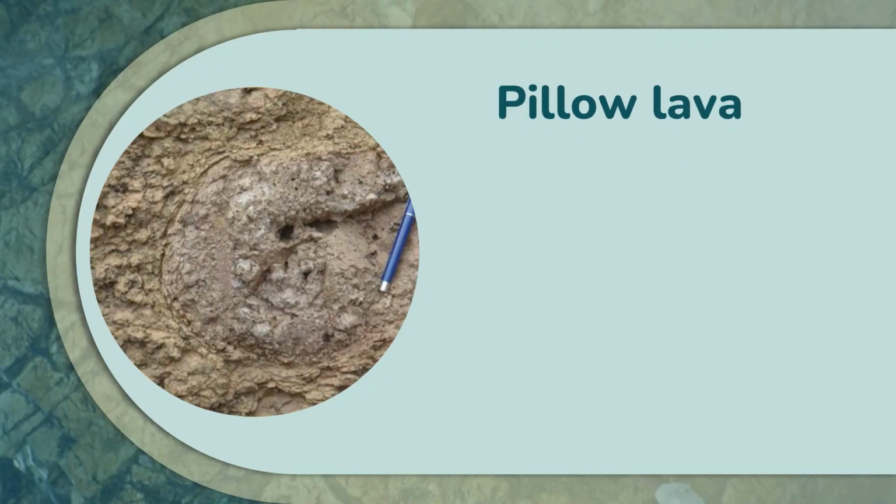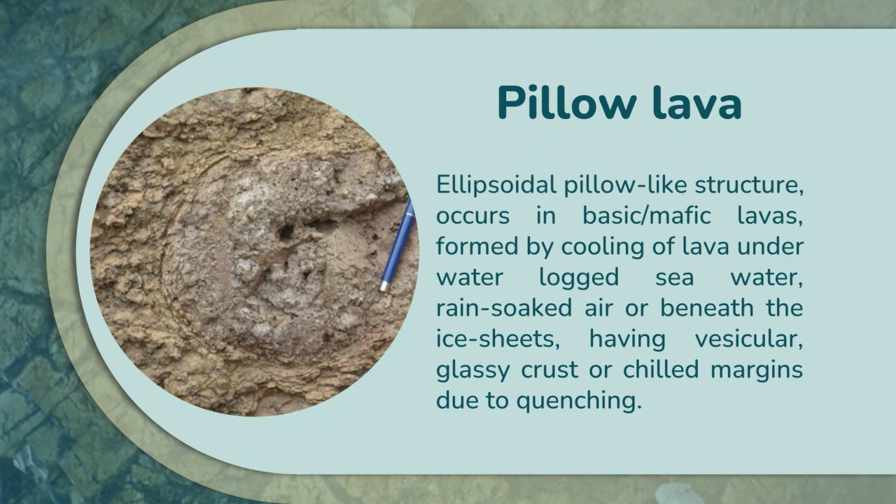They look like a pillow. They are ellipsoidal, pillow-like structures. The structure occurs in basic mafic lavas formed by cooling of lava under waterlogged seawater or rain-soaked air or beneath ice sheets, having a vesicular glassy crust or chilled margin due to quenching.